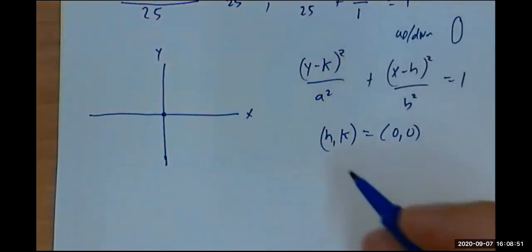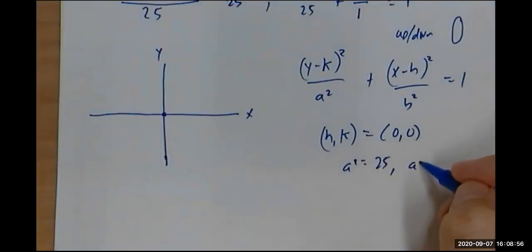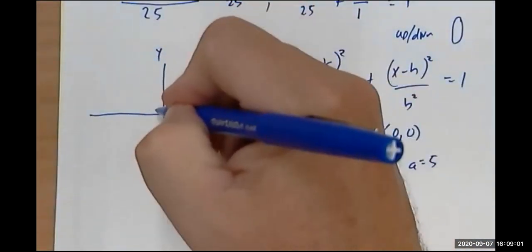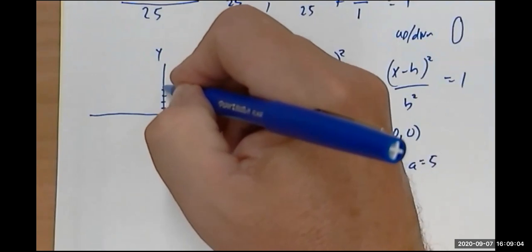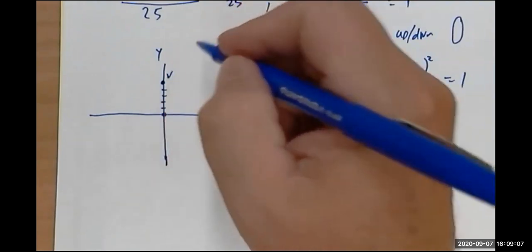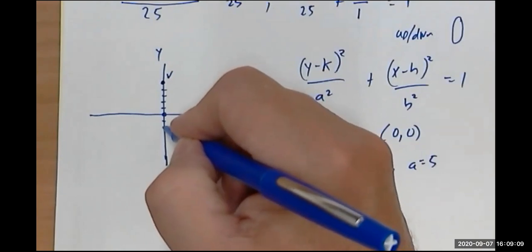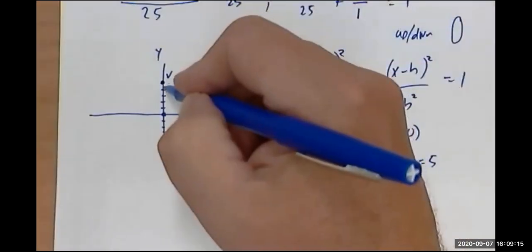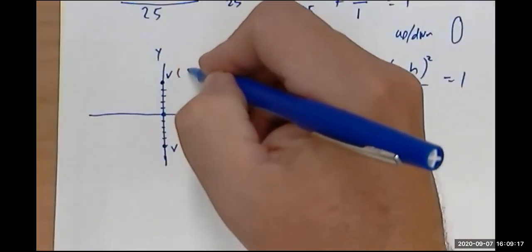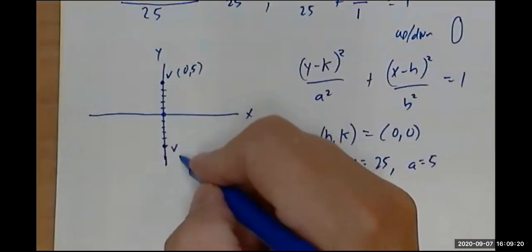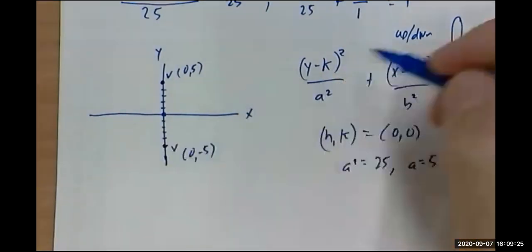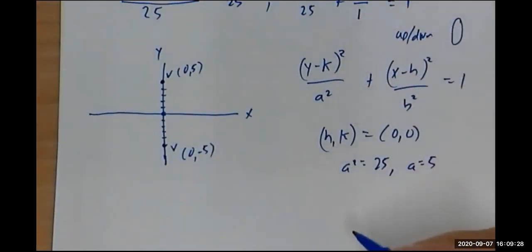Now a squared is 25, so taking the square root of both sides, a has to be 5. Since it's an up or down parabola, I move up 5 from the center, there's a vertex. And then 5 down from the center, and there's a vertex. Actually, this is going to be (0, 5) and (0, -5). And now, in this case, left or right is going to be b.